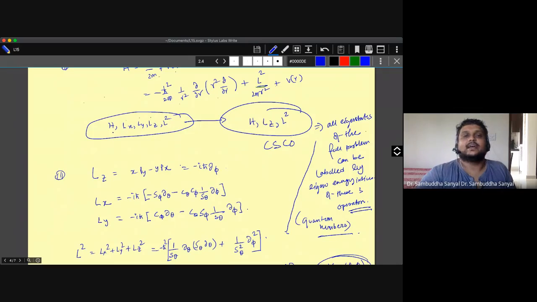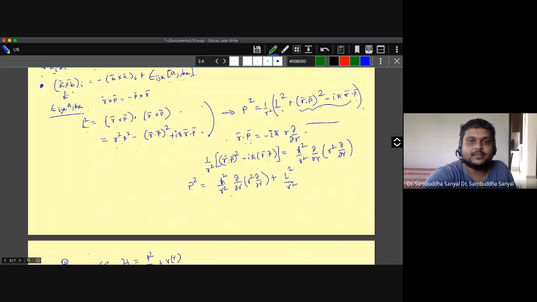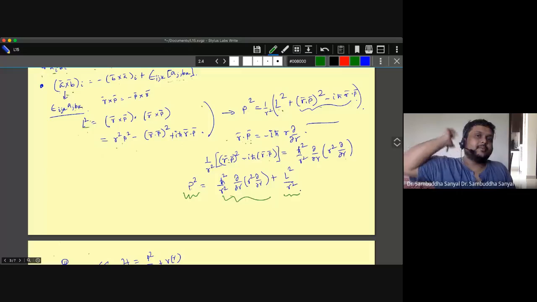As we realized in the previous lecture, a generic problem in 3D can be written in this form, a central potential problem, where the potential is entirely a function of r. Then by doing some pure algebra of quantum mechanical operators, we showed that the momentum squared operator can be written as a radial part plus an angular part, which is the full angular momentum operator squared divided by r squared.